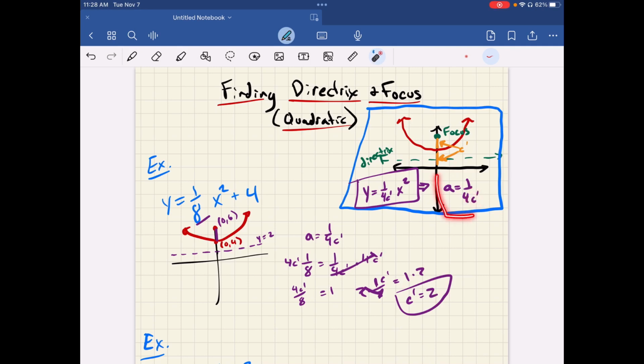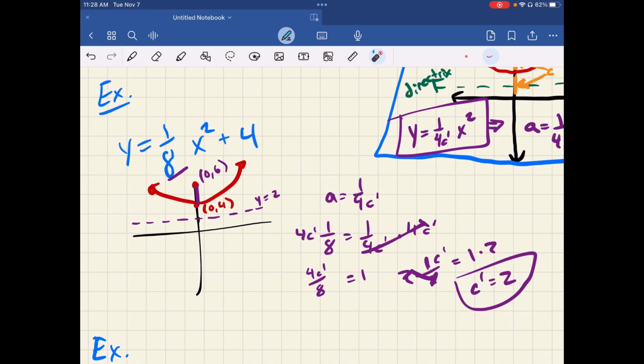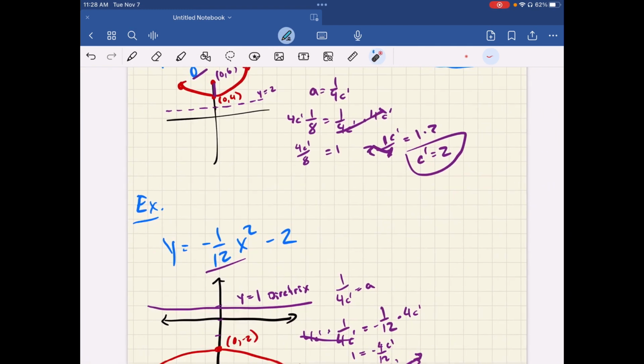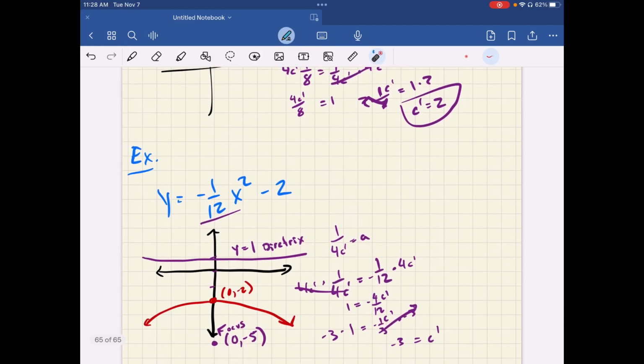And to find C prime, I use my focal length formula here, and then I will sketch a quick picture and then count off however long my C prime is, either up or down, and then depending on which way the parabola faces, you could go up for the focus, down for the focus, or up or down for the directrix.